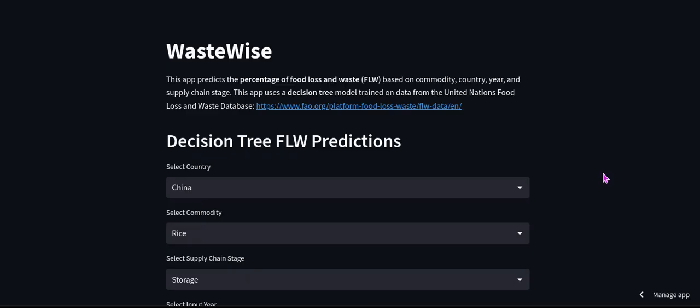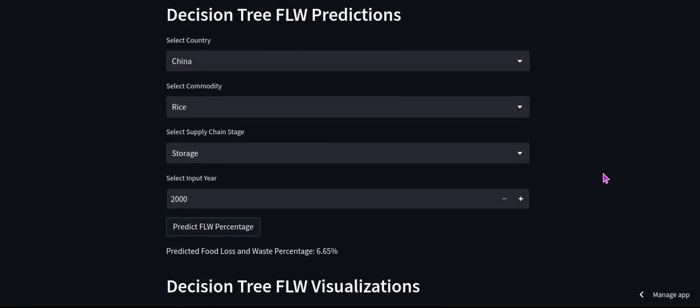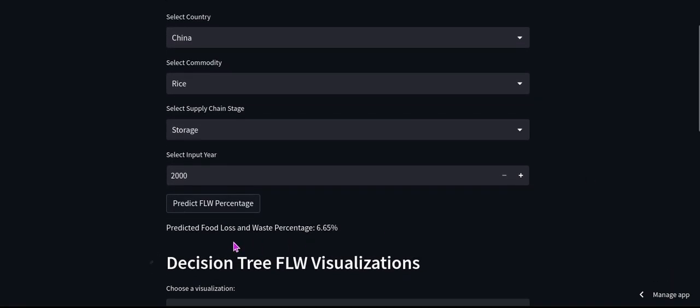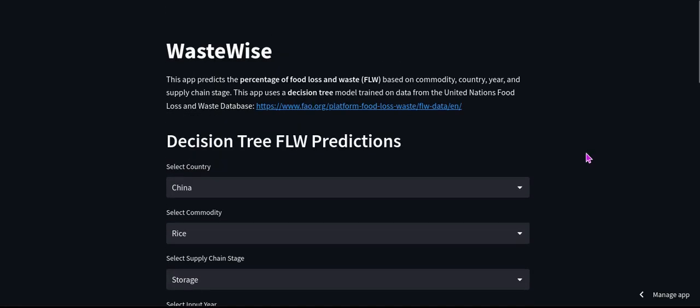So to help solve this problem, I decided to build and deploy a machine learning model that can predict and visualize food loss and waste percentage across different commodities, countries, and supply chain stages in order to identify trends in the data and predict future food loss and waste. This app uses a decision tree model trained on data from the United Nations Food Loss and Waste database.